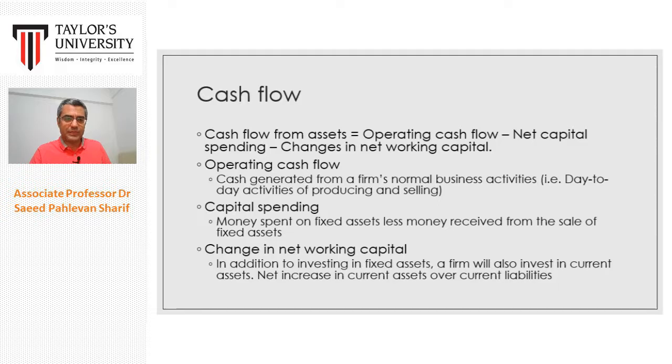Yeah, as you can see here, actually the explanation is already here. Money spent on fixed assets is capital spending, and a firm is also investing in current assets. So investing in current assets means how much you want to spend on net working capital. So yeah, easy to understand.